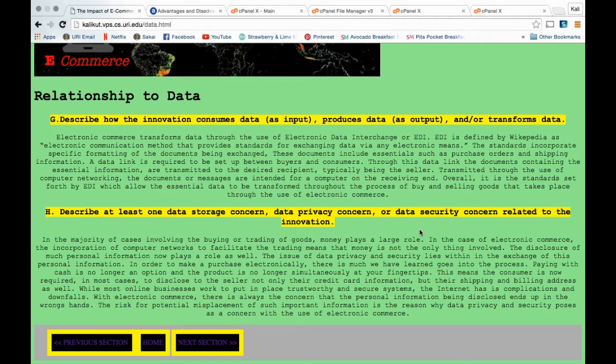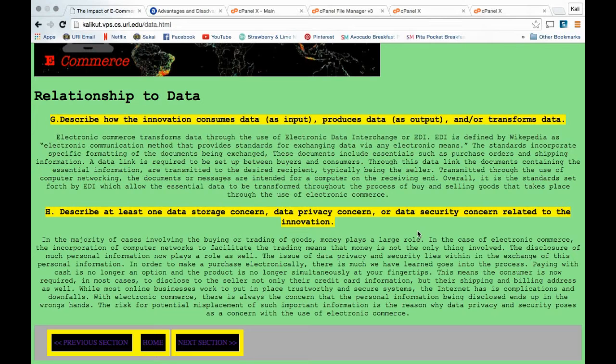Next, we look at H. Describe at least one data storage concern, data privacy concern, or data security concern related to the innovation. In this case, we are looking more towards the case of data privacy concern or data security concern. This is such an issue with electronic commerce because we are no longer using cash to pay for things.